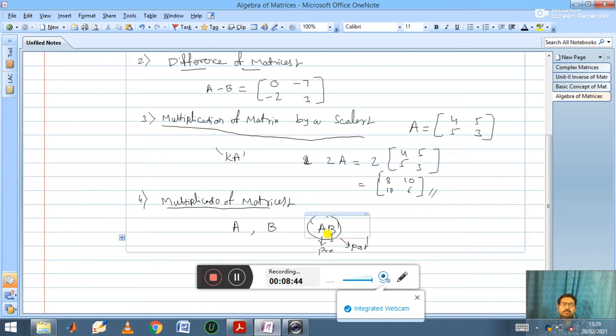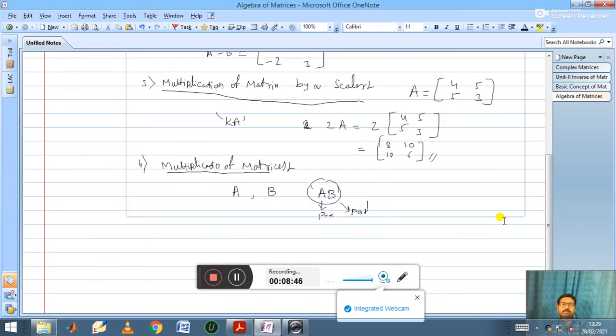A is known as prefactor and B is known as postfactor. Here you always remember, while multiplying two matrices, the number of columns in the first matrix should be equal to the number of rows in the second matrix. Then only we can say that the two matrices are eligible for multiplication.